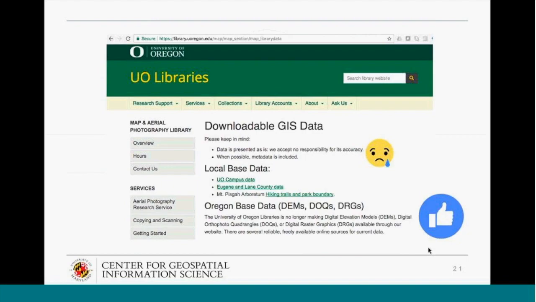A lot of times it's rehosted. So a lot of times these sites will be rehosting data that's available through the federal government. But sometimes you can find something good. So overall, thumbs up.